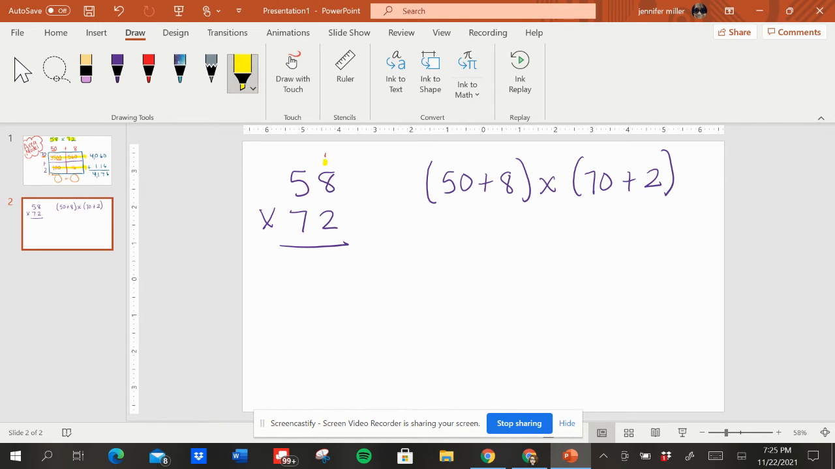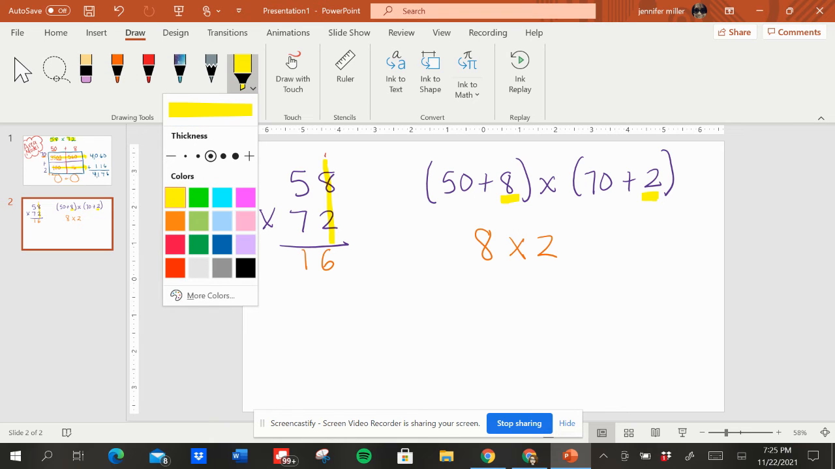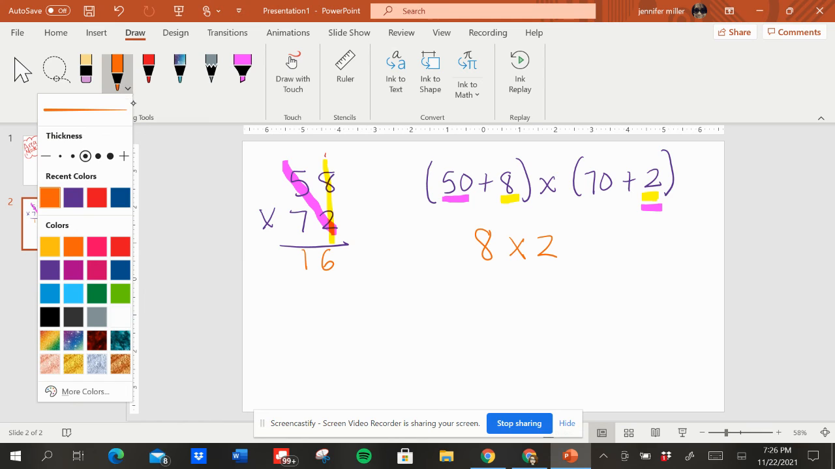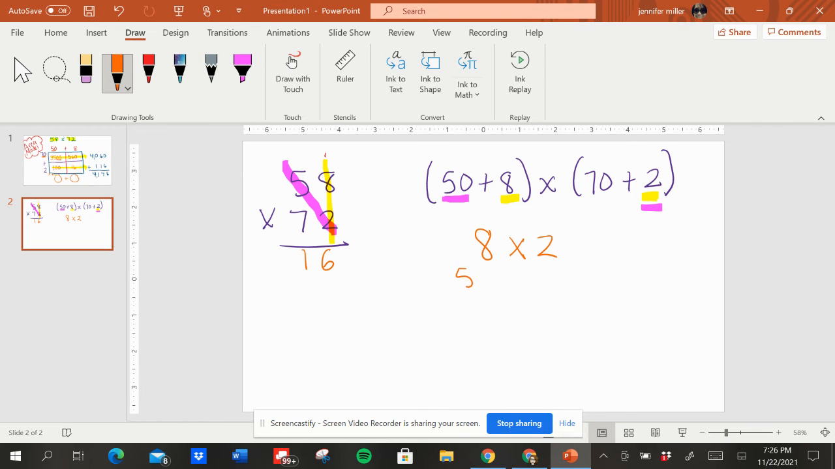I'm going to start out over here looking at my ones, my 8 times 2. And I see that over here with 8 times 2. So I know that 8 times 2 is 16. There are my ones. That's my first partial product. The second thing I'm going to do is look at my ones with my 10. So remember that 5 is actually 50. So here I'm looking at 50 times 2. And I know 50 times 2 is 100. That's my second partial product.